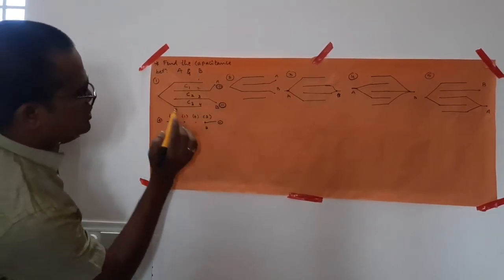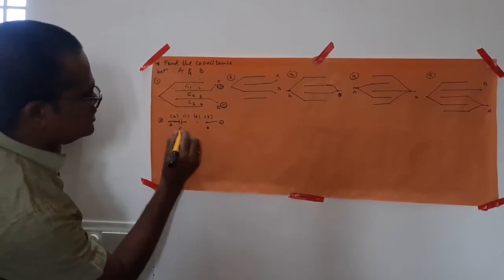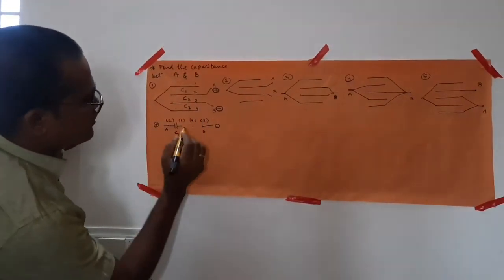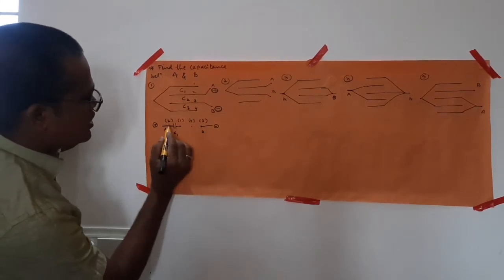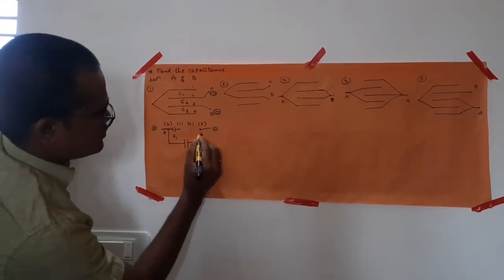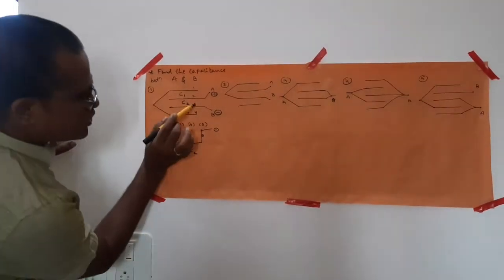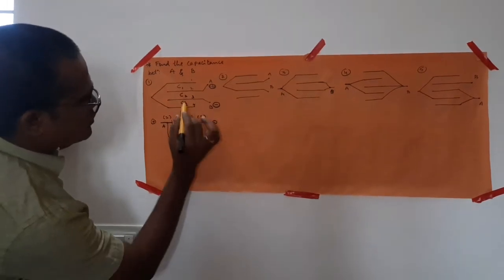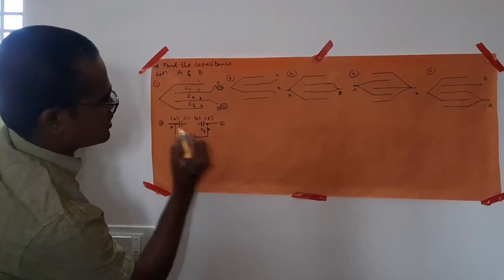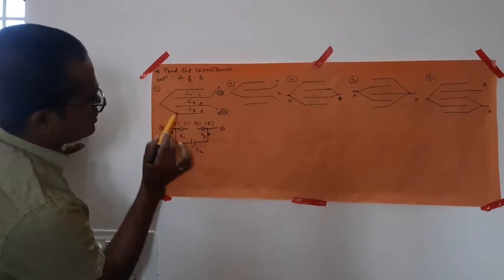Between 1 and 2, capacitor C1 is there. This is C1 here. Now between 2 and 3, where is 2? Here is 2, here is 3. Between 2 and 3, it is C2. Now between 3 and 4, C3 is there. Here is 3, here is 4. I will take C3 here. This is C3.